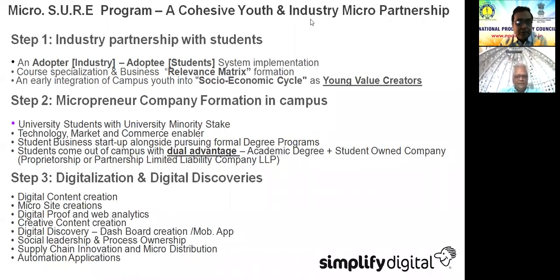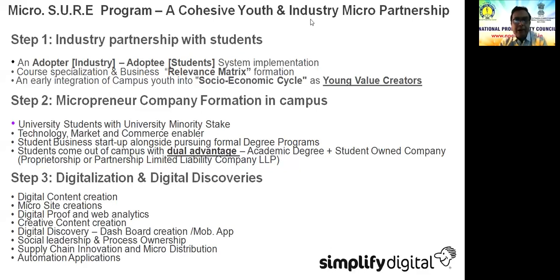Students start a business alongside pursuing a formal degree, a postgraduate or undergraduate program. Students come out of campus with a dual advantage: they have an academic degree, plus they have their own student-owned company. Whether they want to continue forever after the campus, or if they want to pass it on, they could pass it on. The nature of the company, whether a partnership, limited liability company or proprietorship, would be a part of mutual consultation and discussion.